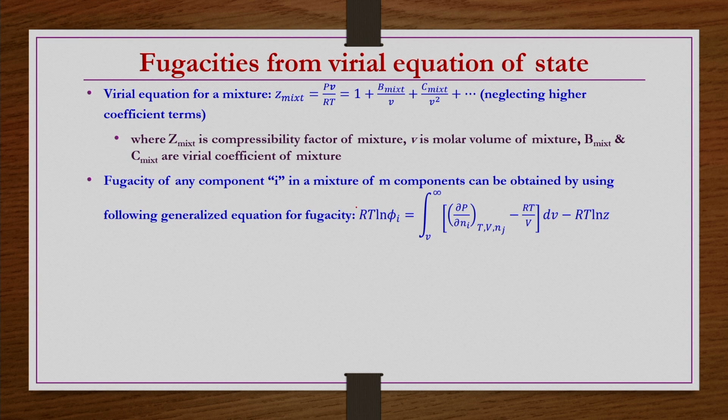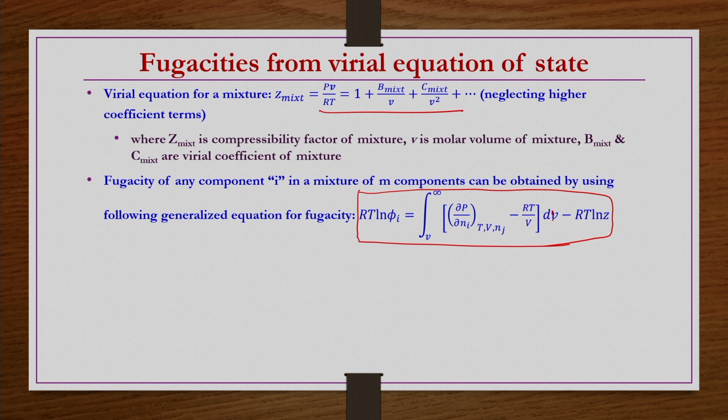we will be writing this equation in a pressure explicit form, that is, pressure will be on one side and all other terms will be written on the other side. Then the generalized expression for fugacity of component i is RT ln phi i equals the integral from 0 to infinity of (dou P by dou Ni at constant T, V, Nj minus RT by V) dV minus RT ln z. This expression we have already seen, right.